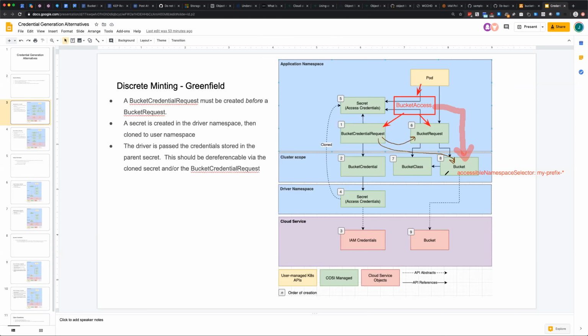And that's a logical line. I don't know what the physical line should be. Yeah, maybe through an API reference, because maybe it's always through a bucket request, and then the bucket request is the one that handles the fan out to the bucket.